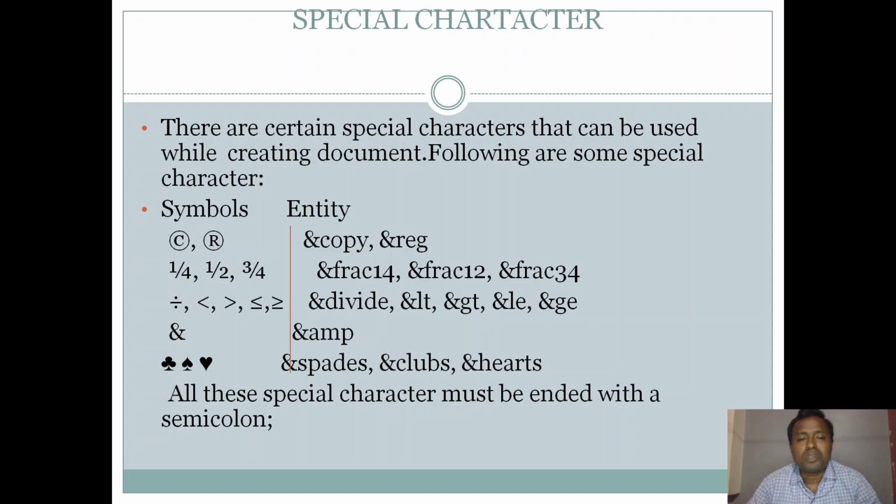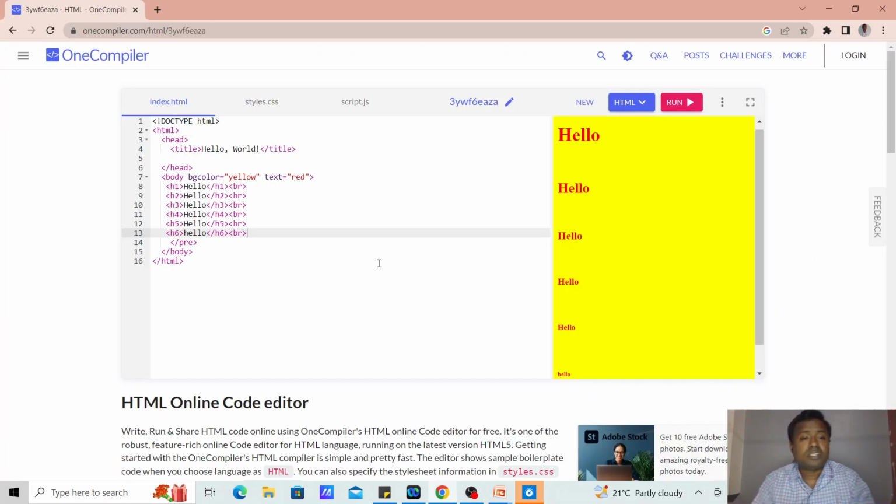If you want to see copyright, circle R, 1 by 4, 1 by 2, 3 by 4, division symbol, less than symbol, greater than symbol, less than or equal to, greater than or equal to, ampersand, and spades, clubs, hearts. These are called entities. Technically, it is called an entity in HTML. When you want to display these sort of symbols in HTML, you must use these entities. Let us check how exactly this can be done.